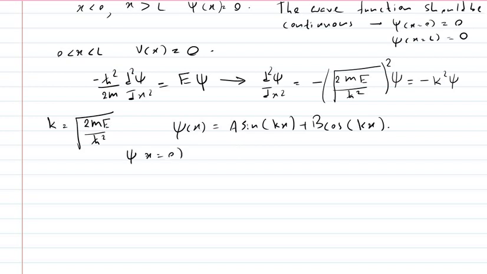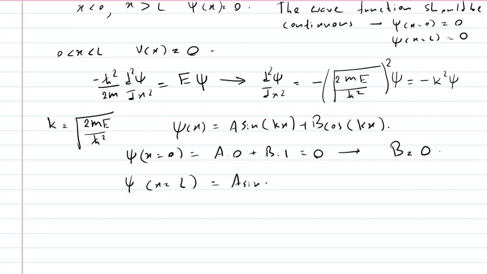When x is equal to 0, this part becomes 0, which means B is equal to 0. When x is equal to L, since B is already 0, we only have A sin kL, which should be equal to 0.